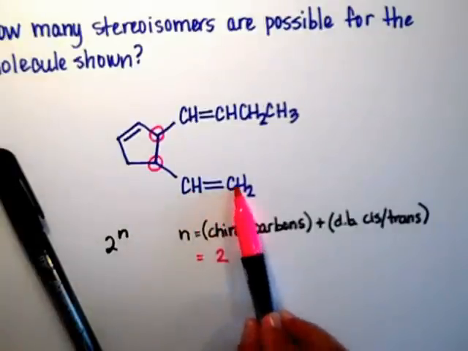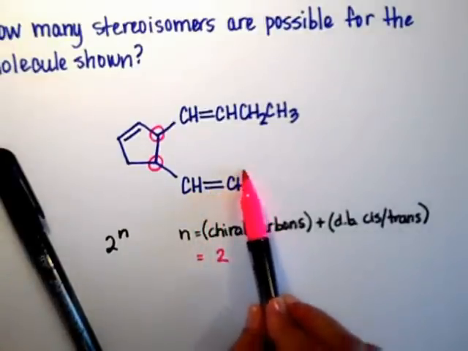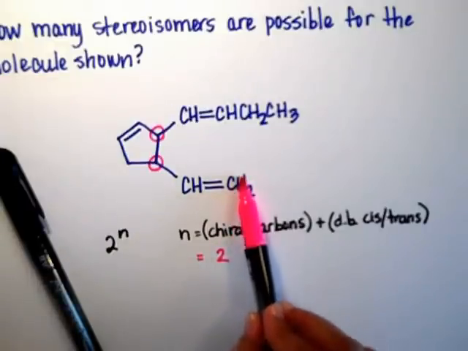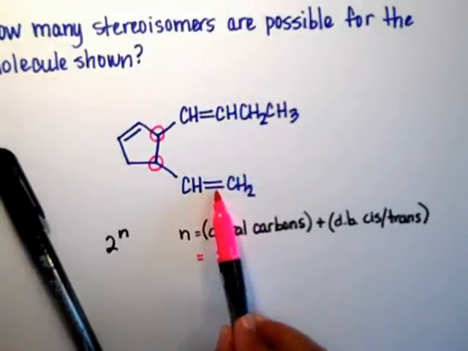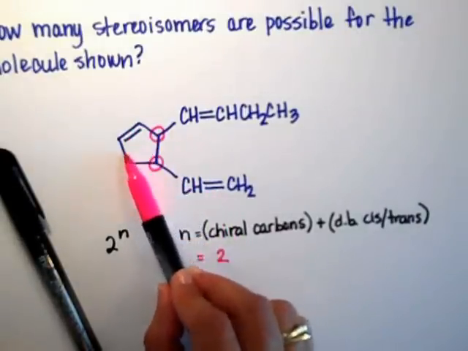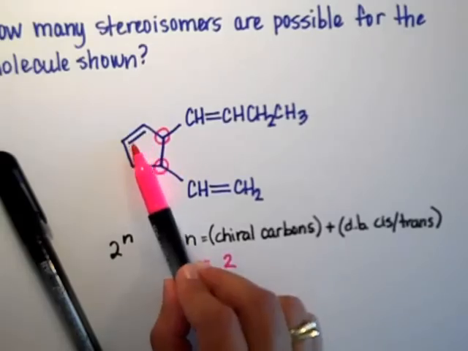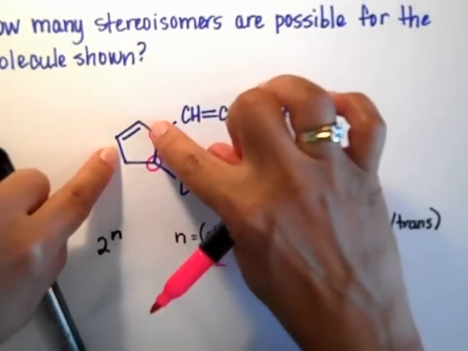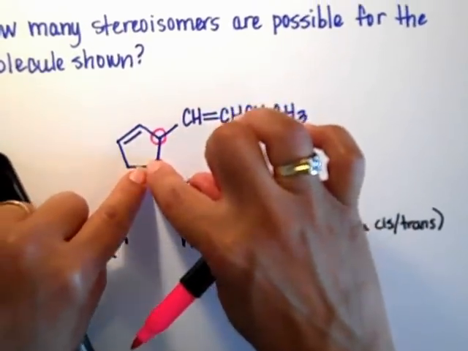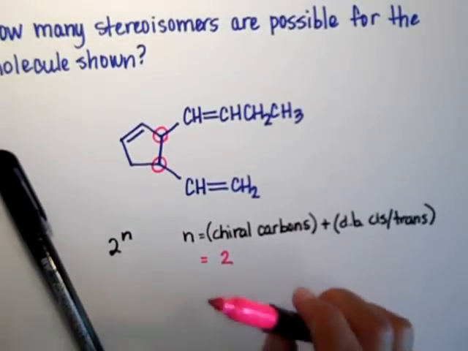This double bond at the bottom cannot be cis or trans because notice this carbon has the same substituents, 2 hydrogens. So it can neither be cis nor trans. Same thing with the double bond inside the ring. There's only one configuration. If you want to close a 5-member ring, the 2 carbons have to be on the same side of the double bond.